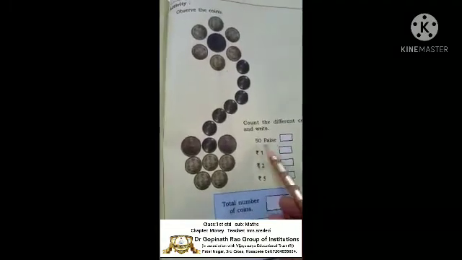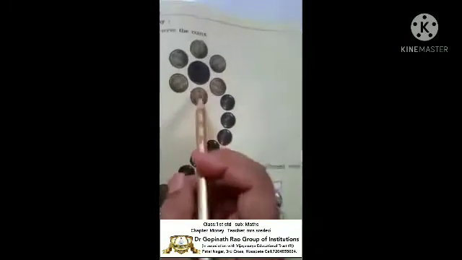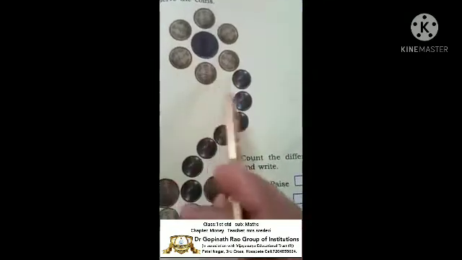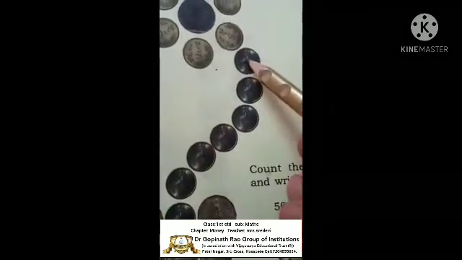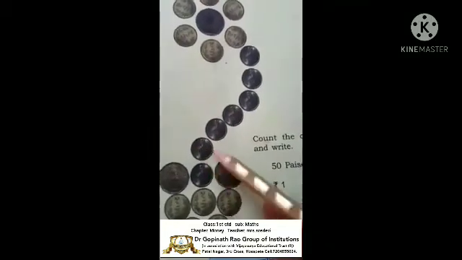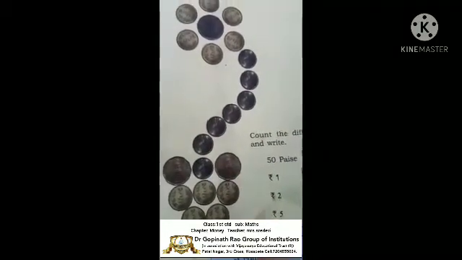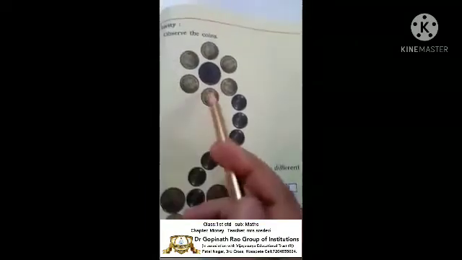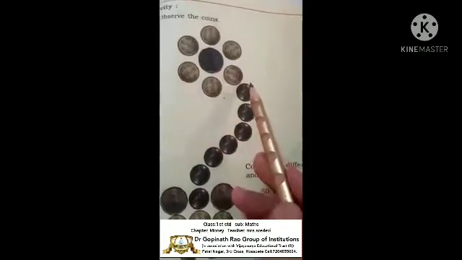So first, 50 paise. How many 50 paise are there? Here all 5 rupees. So here 150 paise. 1, 2, 3, 4, 5, 6, 7. So 750 paise coins. Okay, how many 1 rupee coins are there? Here 1.